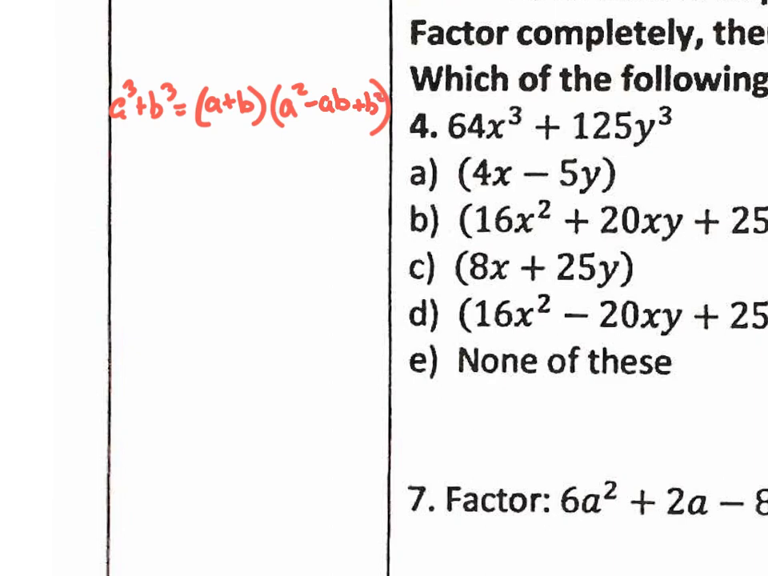Hopefully you guys remember that. Now, in order for us to be able to do this problem, we need to identify our a value and our b value. And the only way to do that is to set this up. Parenthesis cubed plus parenthesis cubed. So let's look at this first term, which is 64x to the third. What times itself 3 times will give you 64x to the third?